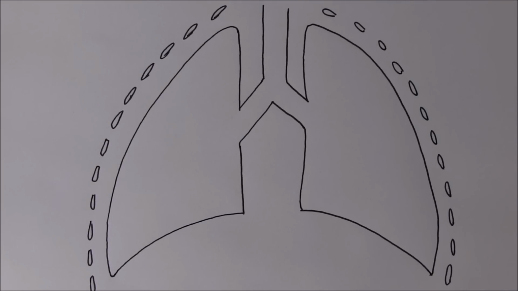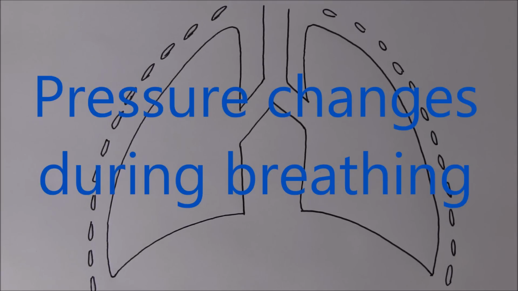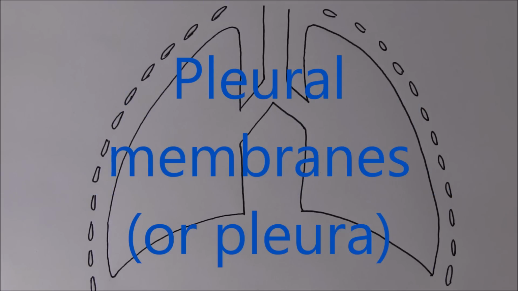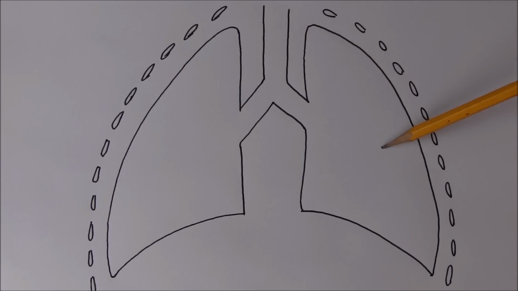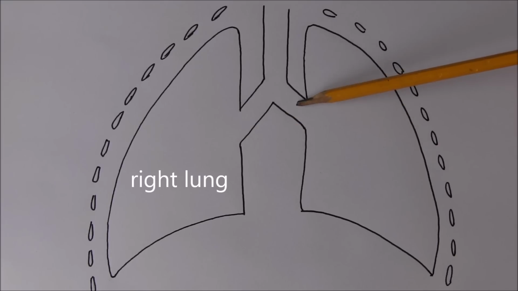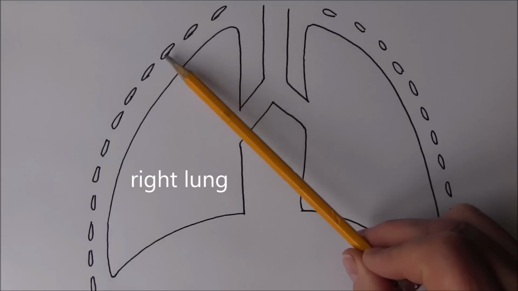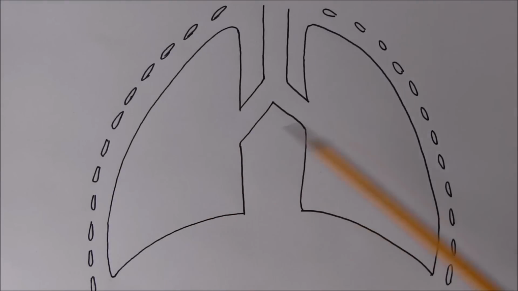Well, in this video we want to clarify the pressure changes that take place during inspiration and expiration, with particular reference to the role of the pleural membranes. So here we have the chest. As you probably recognise, we have the trachea. This will be the left lung, this will be the right lung, main bronchi. And these are the ribs, 12 pairs of ribs.